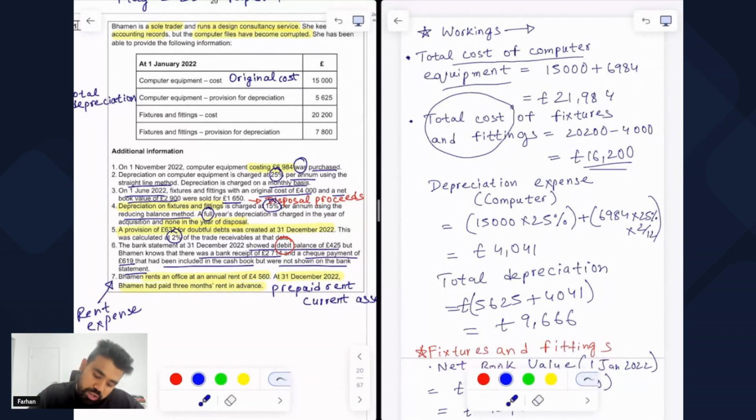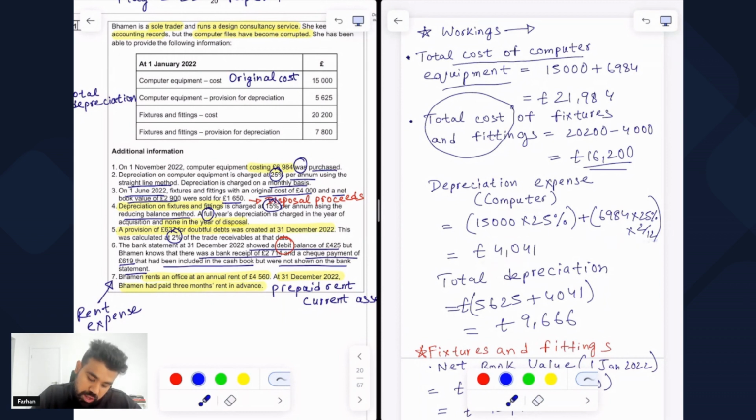So what we do is take the original cost of 6,984, multiply by 25%, and then convert the 25% by multiplying it with 2 over 12 to reflect the fact that out of the 12 months that we generally have in a year, this computer has been used for 2 months only. Okay, so once you add the amount for the first computer and the second computer, the total we get is £4,041 as the depreciation expense for the computer that's remaining in the books.